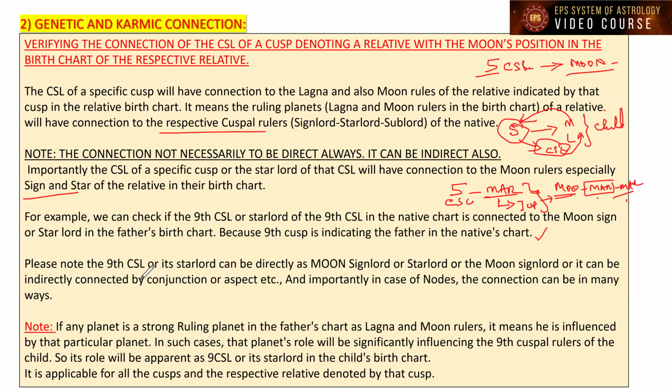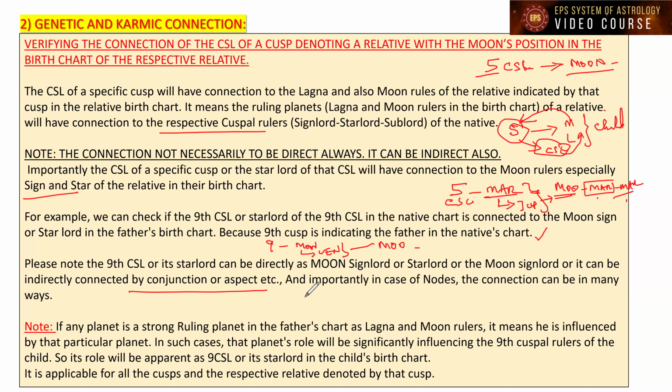But please note, the ninth cuspal sublord or its star lord can be directly the moon sign lord or star lord, as we discussed for the fifth sublord. Suppose the ninth sublord is Moon, and Moon is in the star of, say, Venus. Either the Moon or Venus can be directly the moon sign lord or star lord in the father's chart. It can be directly a sign lord or star lord of the moon or moon sign, or it can be indirectly connected by conjunction or aspect.